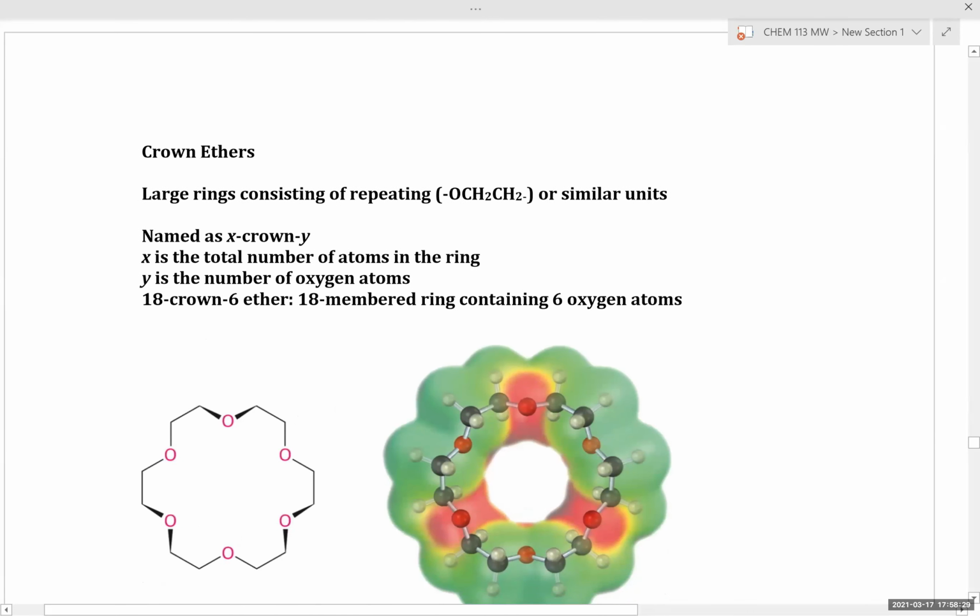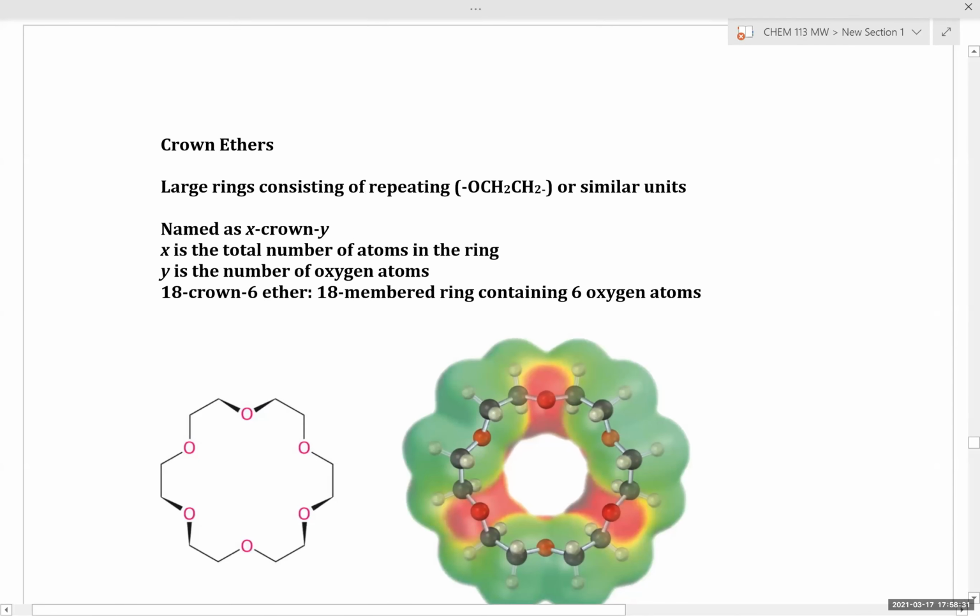Okay, one other thing that I want to bring up, because they do pop up in the literature, are structures known as crown ethers. These are large rings consisting of repeating, in this case, ethoxy or other fragments. They're named as X crown Y, where X is the number of atoms in the ring and Y is the number of oxygen atoms. So 18 crown 6 is an 18-membered ring with 6 oxygen atoms.